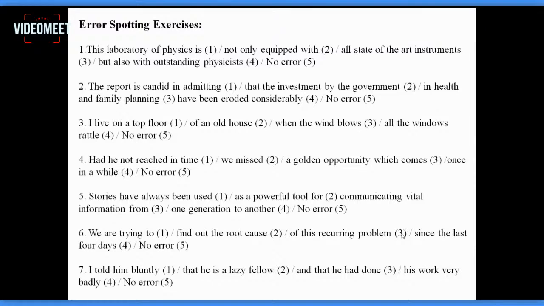So you need to understand and point out which part of the question has the error, and then you need to spot it and you need to correct it, right? It's not just looking for the correct error, right? It's not just that. You also have to correct the error that has been given in whichever part you think the problem is, right? So the question is, this laboratory of physics is not only equipped with all state of the art instruments but also with outstanding physicists. Now what do you think is the error here in this statement?